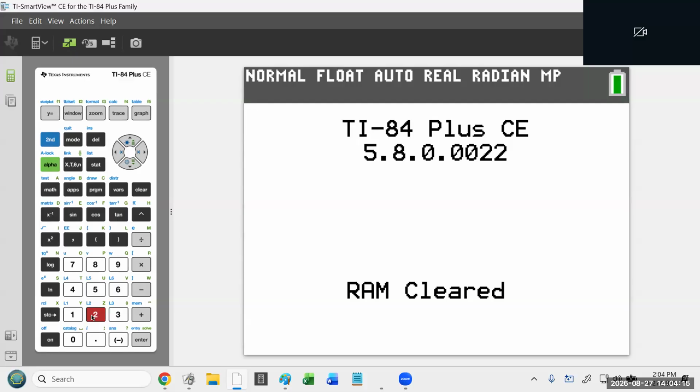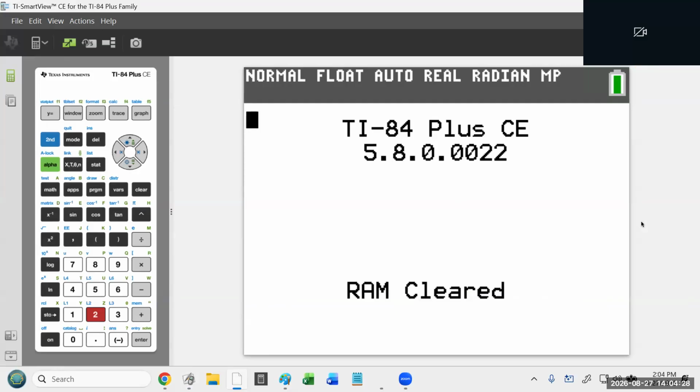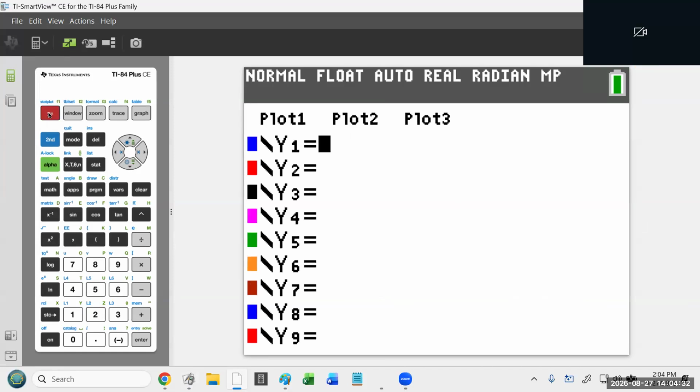Now, I want everyone to follow along with me. I'm going to teach you how to type this into your graphing calculator. Our goal is to type x squared plus 1. So in your calculator, please press the y equals button. Now we're going to type x squared plus 1. Now the x key, you can see this little button next to the alpha button. It says X, T, theta, n. You hit that. That's your x.